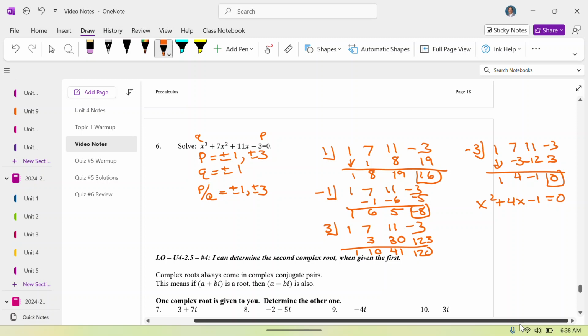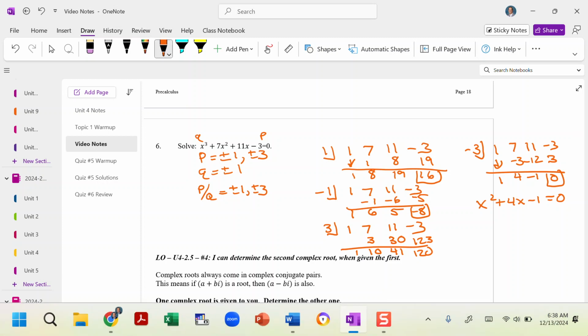Now, that is not factorable. And also a hint is that we used all the rational zeros. So negative 3 is our only rational 0. So to solve this, we have to do the quadratic formula. So negative b plus or minus the square root of b squared minus 4ac all over 2a, right? So then let's simplify this.